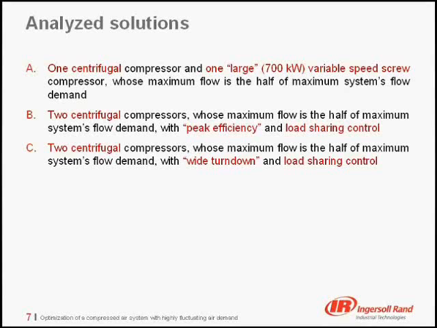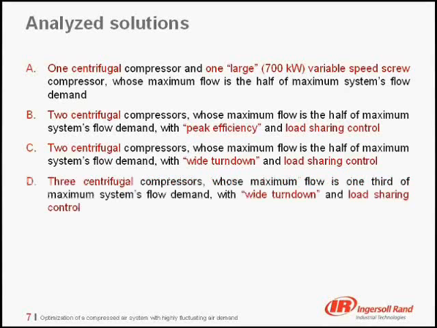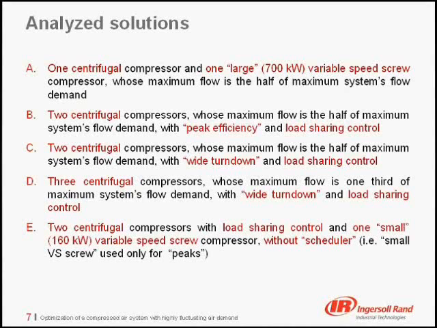The fourth solution considers three centrifugal compressors whose maximum flow is 1/3 of the maximum system flow demand, and the centrifugal compressors are designed for wide turn-down, and they have, again, load sharing control. The fifth solution considers again mixed technologies, but in this case there are two centrifugal compressors with load sharing control and one small 160 kW variable speed screw compressor.